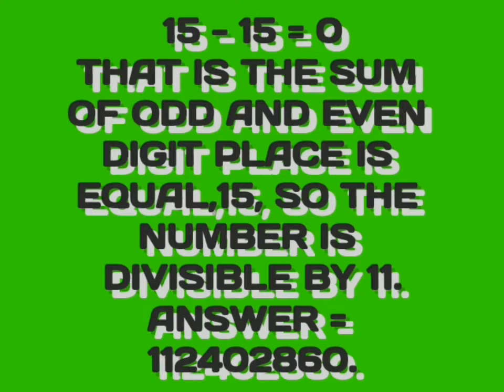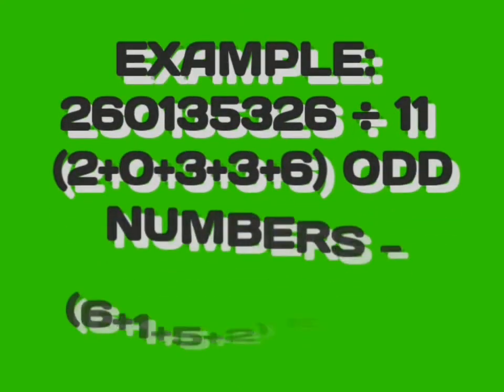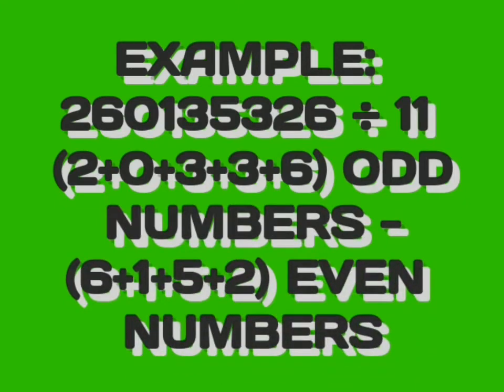Now find the difference between the two. 15 minus 15, you have 0. Because you have 0 as your answer, that means the number is divisible by 11. That is, by the time you find your odd place value and your even place value, when you add them together and find the difference, if it gives you 0, it's divisible. And that's why you have 1, 1, 2, 4, 0, 2, 8, 6, 0 as the answer.